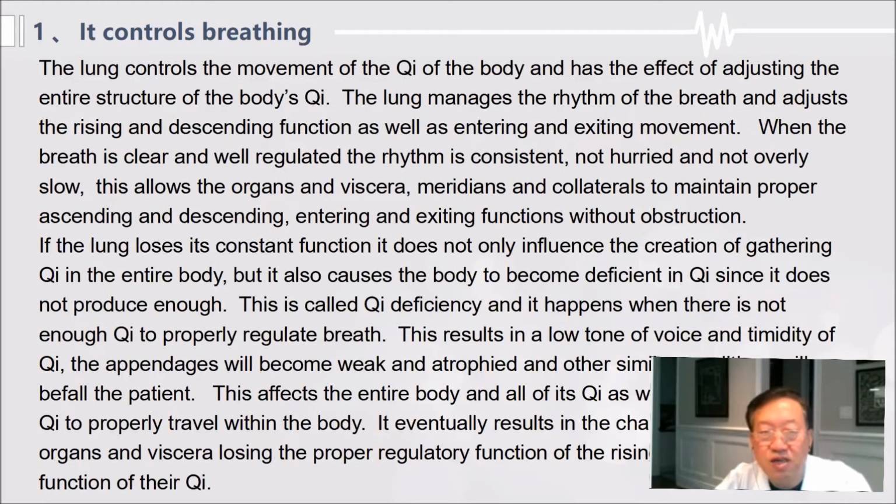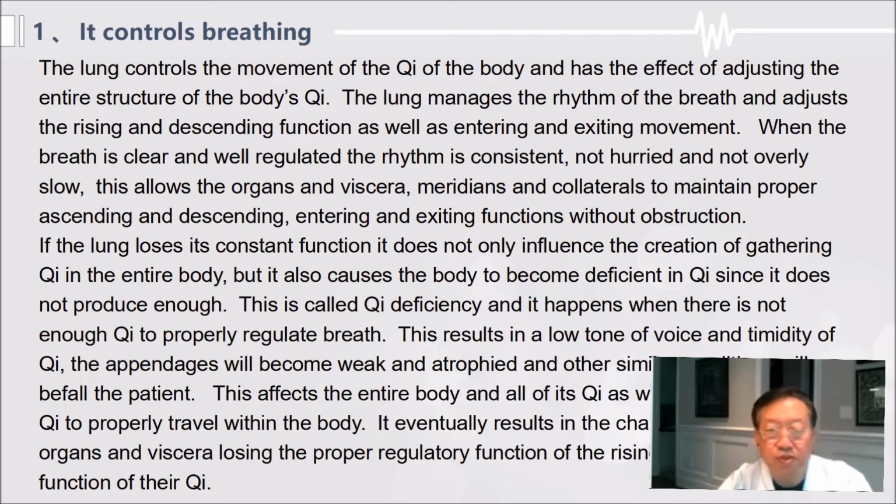The lung controls the movement of the qi of the body and has the effect of adjusting the entire structure of the body's qi. The lung manages the rhythm of the breath and adjusts the rising and descending function, as well as entering and exiting movement. When the breath is clear and well regulated, the rhythm is consistent, not hurried, and not overly slow. This allows the organs and viscera, meridians, and collaterals to maintain proper ascending and descending, entering and exiting functions without obstruction.